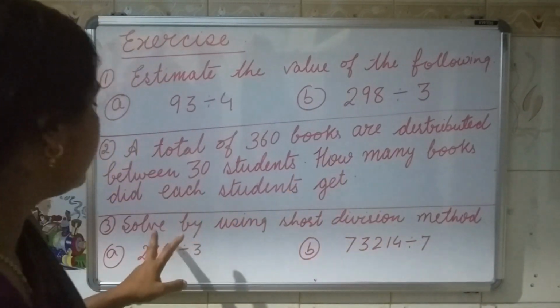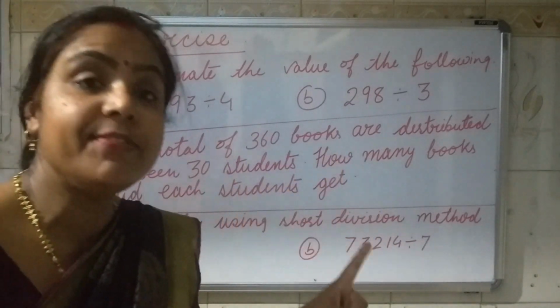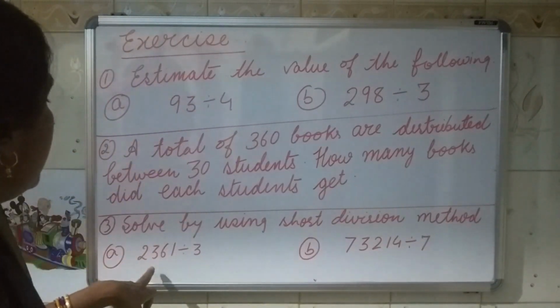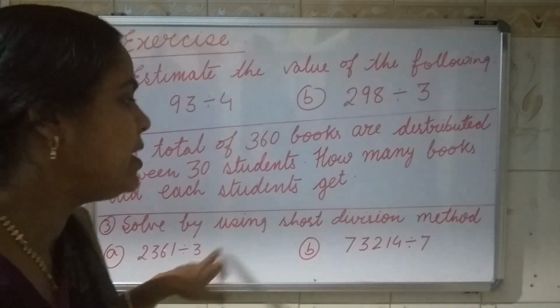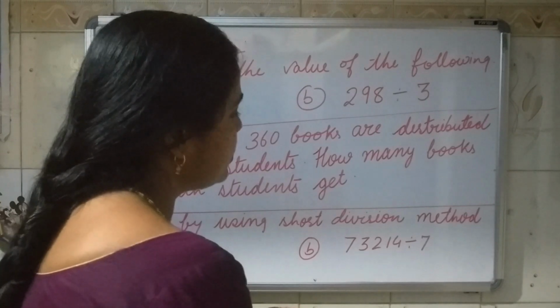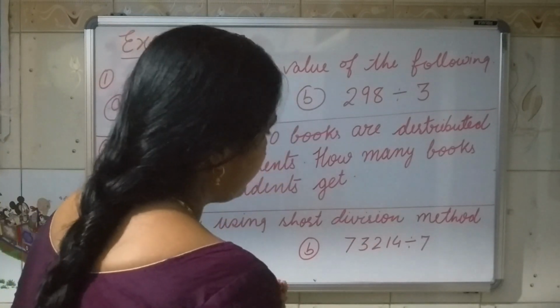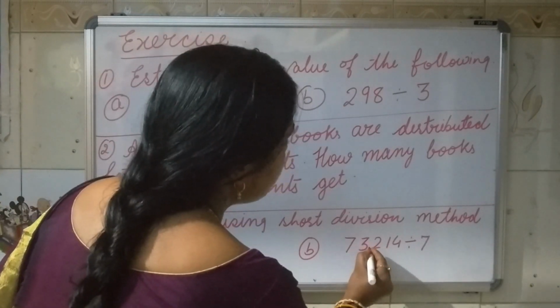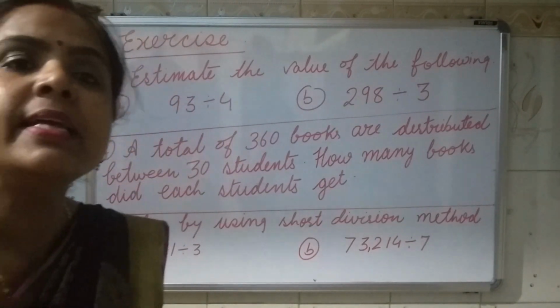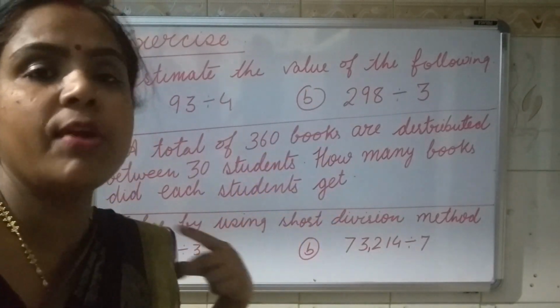Then the third one: you have to use the short division method to divide these numbers. 2361 divided by 3 and 73,214 divided by 7. These are the 3 questions you have to solve in this.